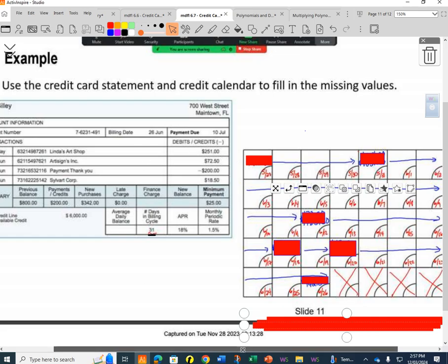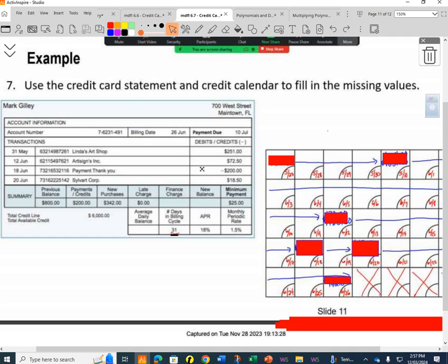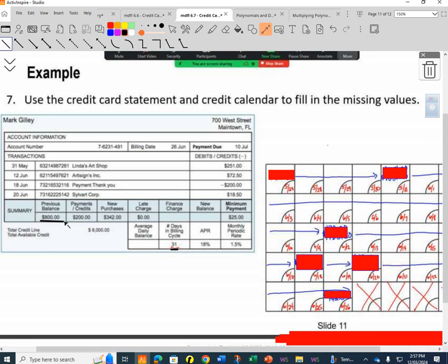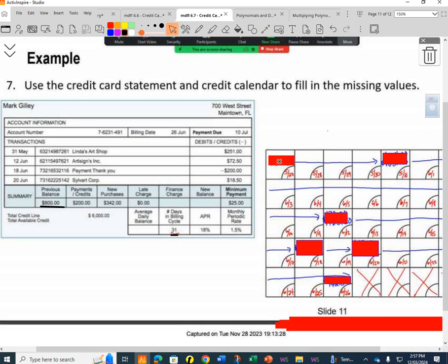Okay, so let's see here. So we're going to start with the previous balance, if there is one, and this is the previous balance here. It's $800, and that's what goes in the very first day. So the very first day of the billing cycle, this is what Mark owed. This is Mark Gilly's credit card statement.